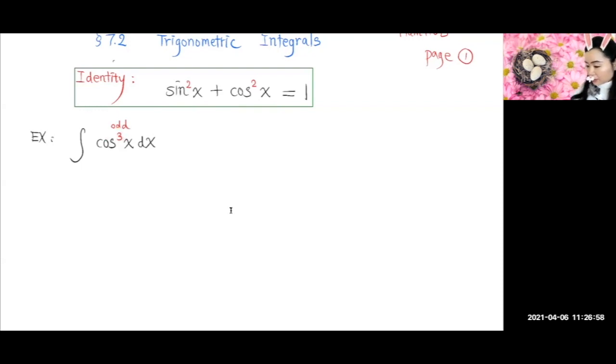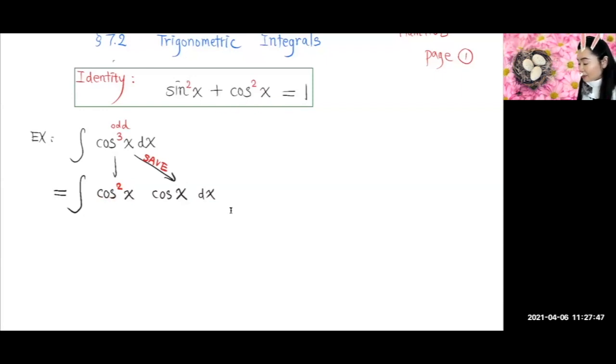So what do we do? So we need to save, okay? So I'm going to break this into two parts. One part here is cosine square x, and the other part over here will be cosine x. So over here, I save one factor of cosine x together with the dx. So then the remaining part here, you have an even power for this cosine x. So I can use this identity later, okay?